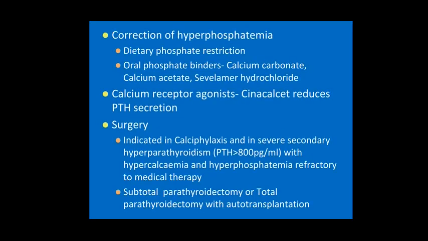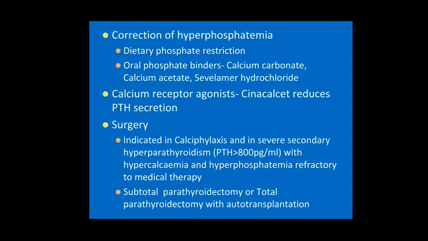Then correction of the hyperphosphatemia, which is seen in chronic renal disease. You restrict the dietary phosphates. You can use oral phosphate binders like calcium carbonate, calcium acetate. Calcium receptor agonist, cinacalcet, reduces the parathyroid hormone secretion.